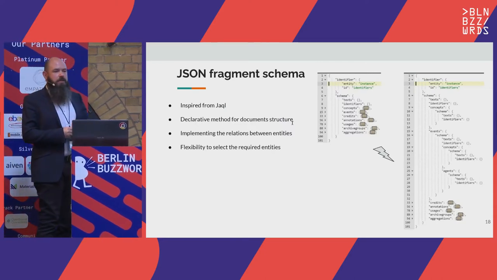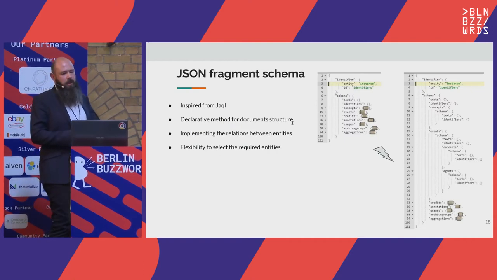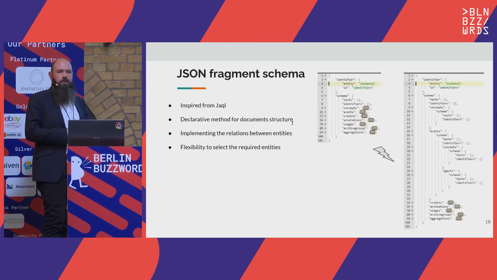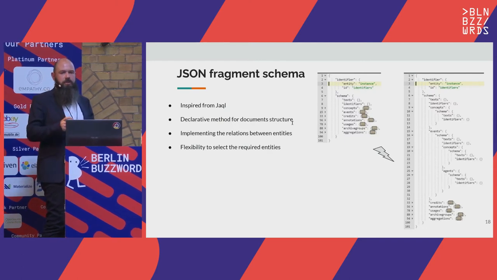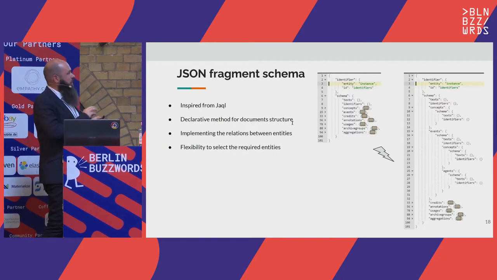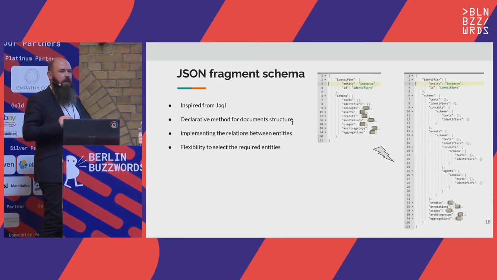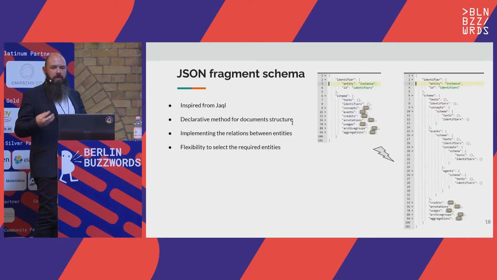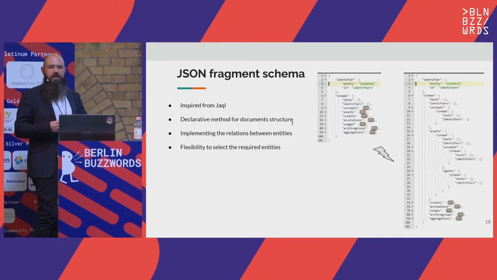The fragment schema is inspired from GraphQL, but as I said, it's a declarative method for defining a document structure and to implement different relations between entities. But we have our own implementation to be able to do some optimization in terms of the depth of different relations, in terms of reusing the extraction process of specific parts, like for the text, like for identifiers. You can see that there are text and identifiers repeatedly associated to other elements. So there is a common part of the process that can be reused in different parts of the schema.